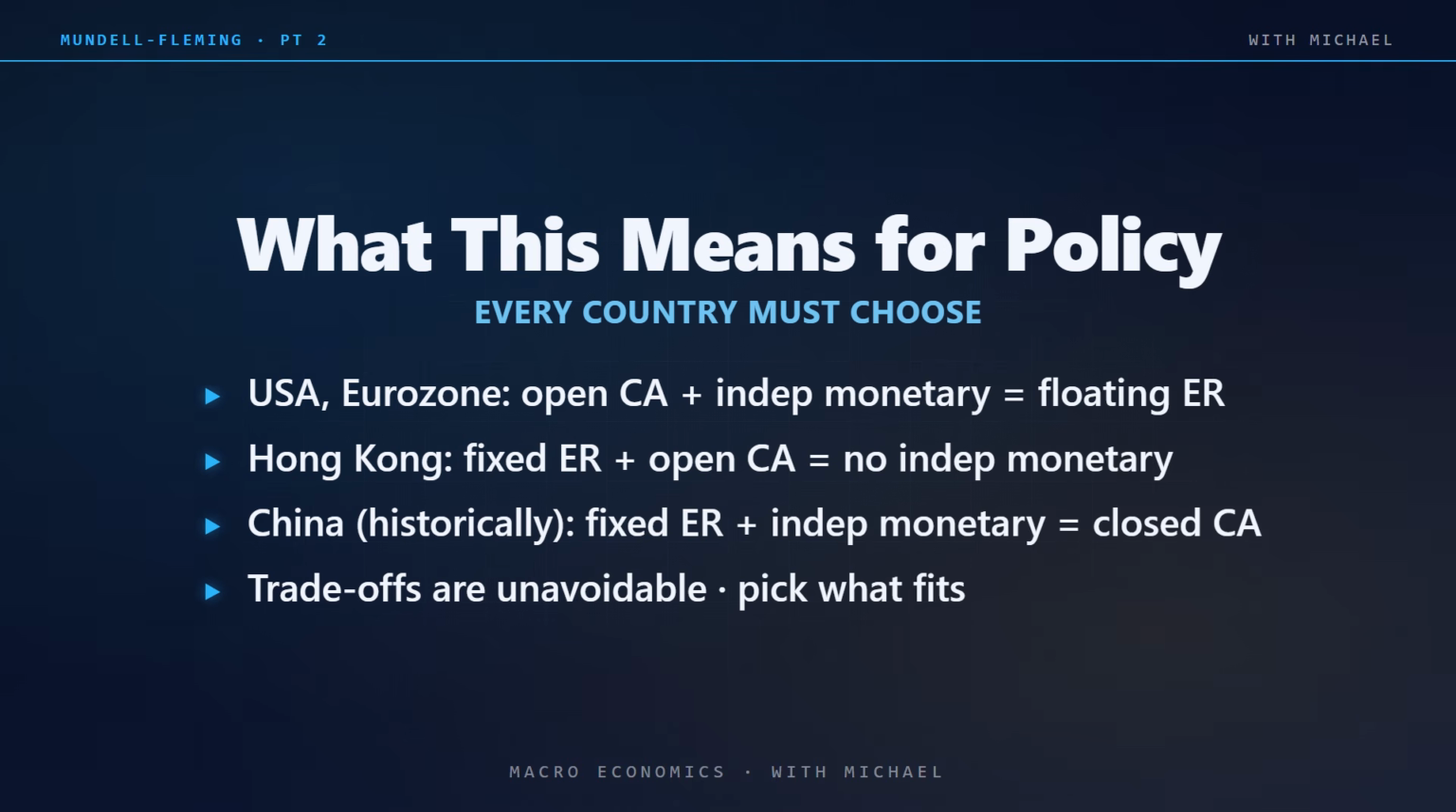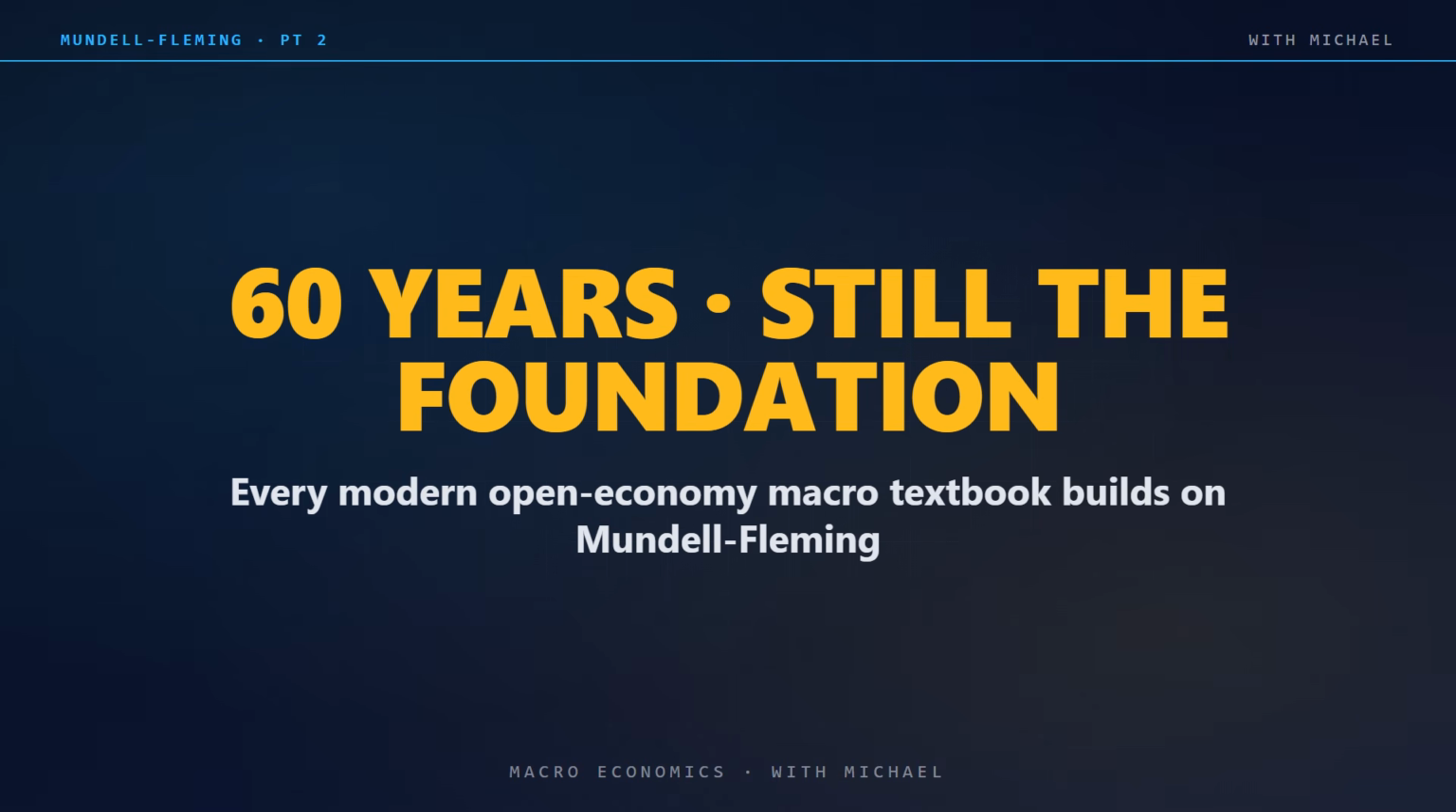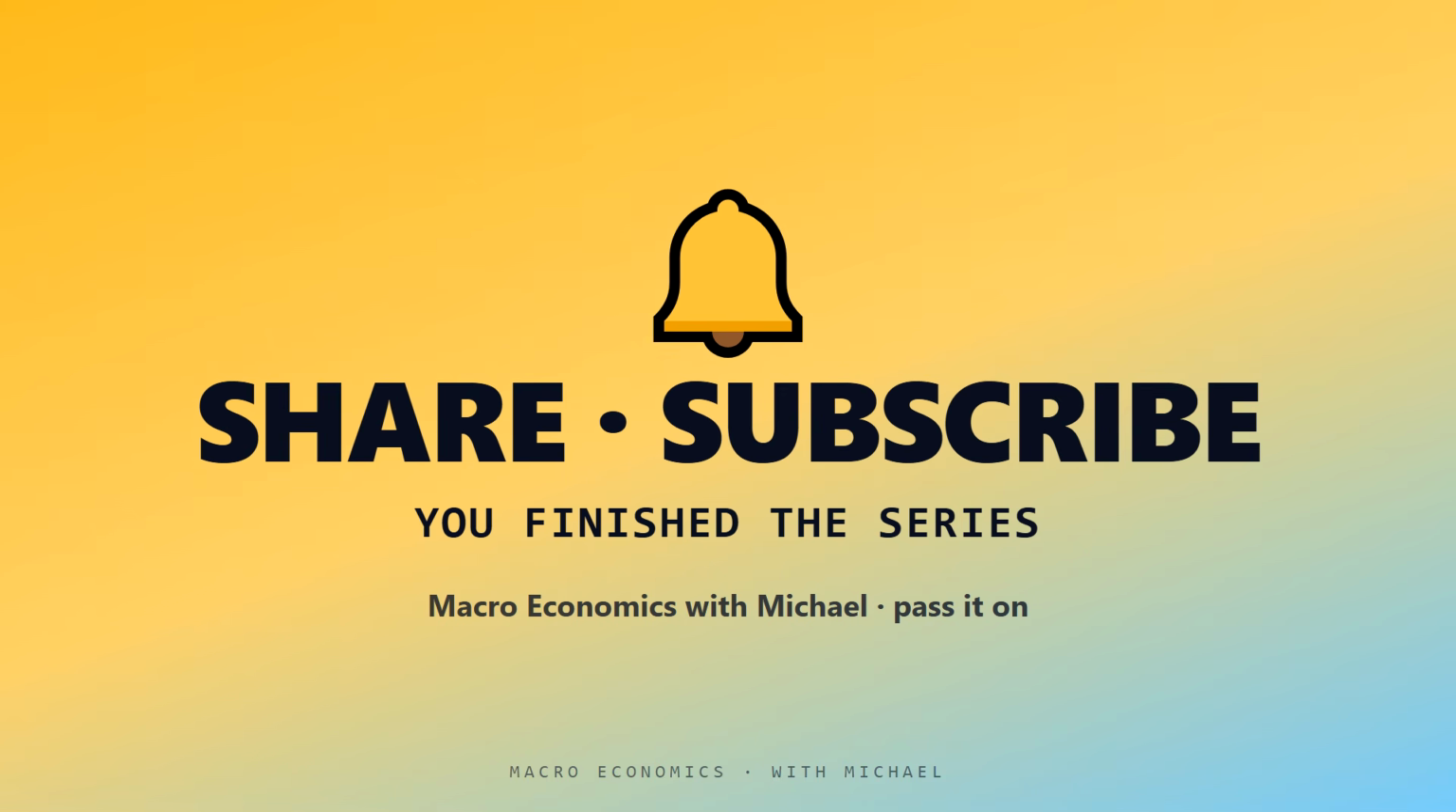Mundell-Fleming is more than 60 years old. The world has changed enormously since the 1960s. Capital is now massively more mobile than it was. Financial markets are deeper and faster. But the basic insights of the model remain valid. Every modern open economy macro textbook builds on this foundation. Every central bank analyzes its policy options through this lens. Every IMF program is designed with these trade-offs in mind.